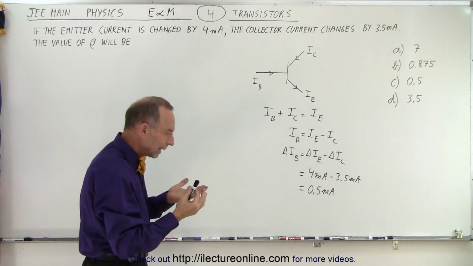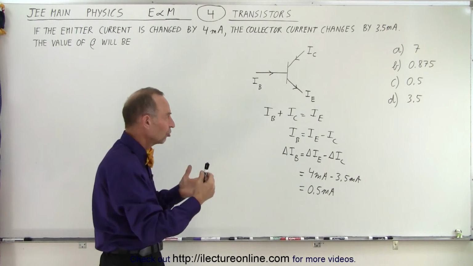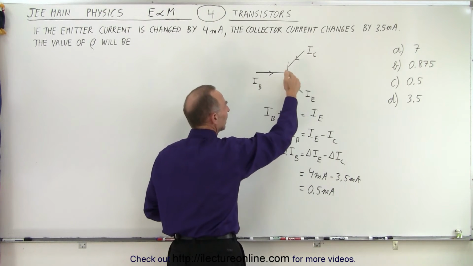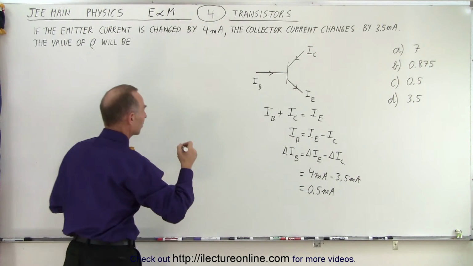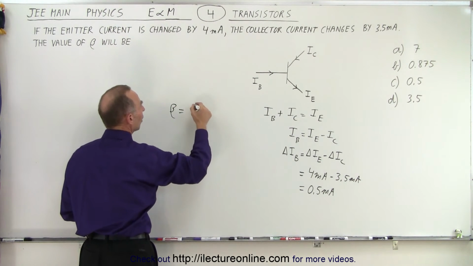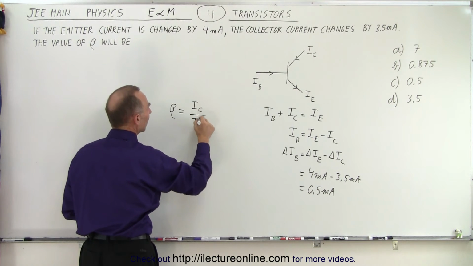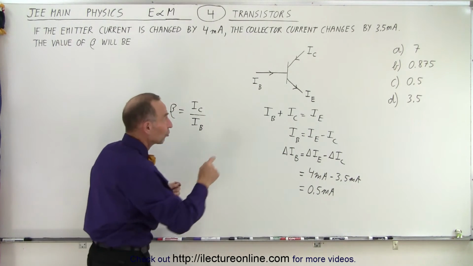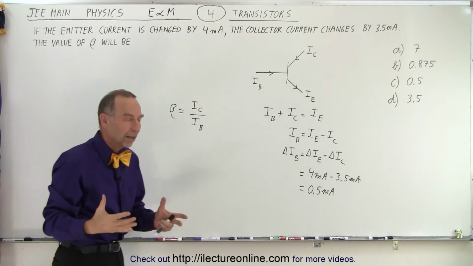Now, beta is what we call the gain of the transistor. It's a relationship between how much current you have to put into the base current in order to have an increase in the collector current. So by definition, beta, the gain of the transistor, is the ratio of how much more current you get into the collector divided by how much you have to increase the base current. And typically, it just takes a small amount of base current to increase the collector current by a lot.